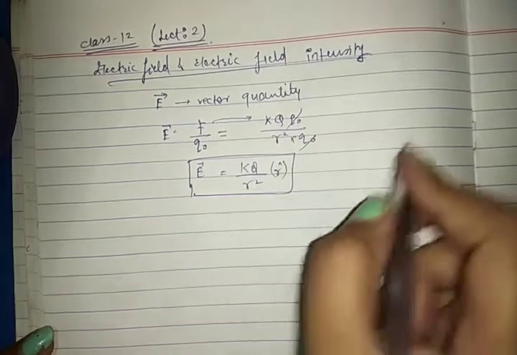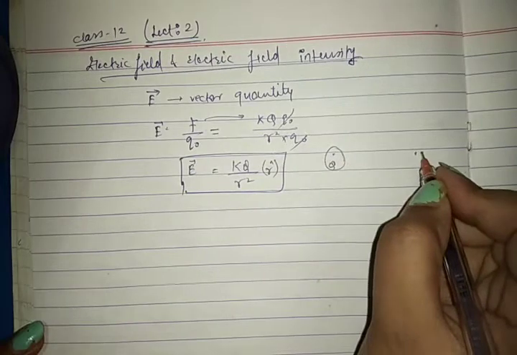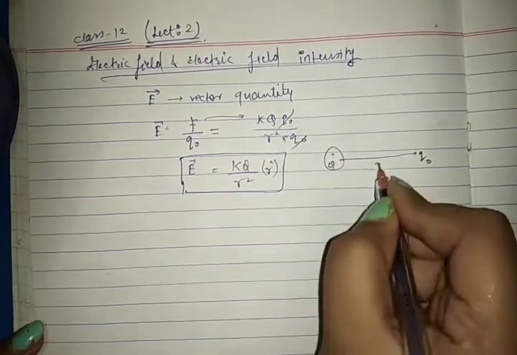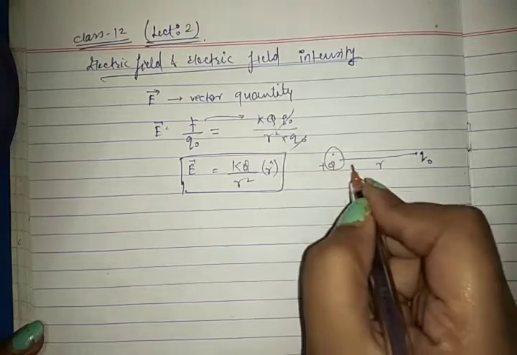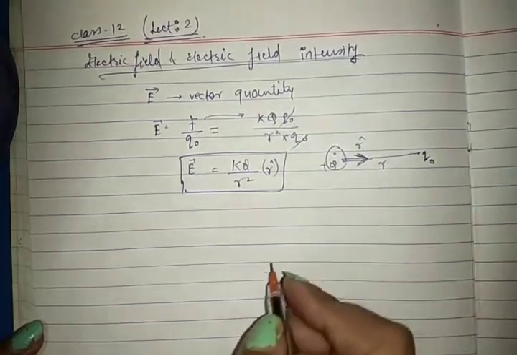in the direction of that distance. See, this is the source charge, this is the unit positive charge, the test charge. The distance between them is R. So the electric field will be in that direction only. This is R cap.